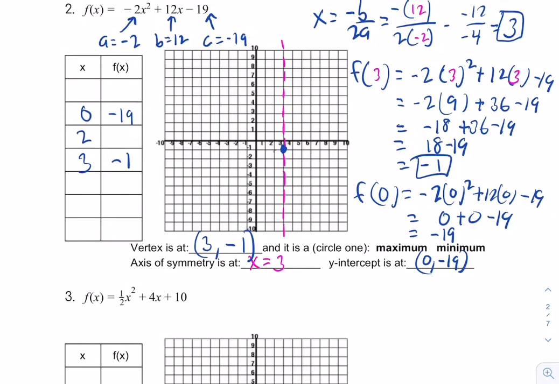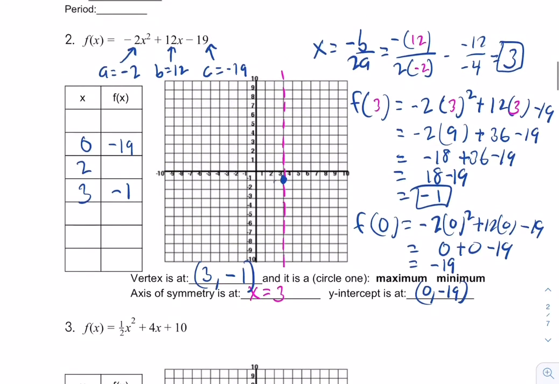So we substitute 2. So negative 2 times 2 squared. So negative 2 times 2 squared. 2 squared is 4. So negative 8, plus 12 times 2, 24, minus 19. Right, so we got 16 minus 19, which is negative 3. So for 2 will be negative 3. So 2, negative 3 will be right there.